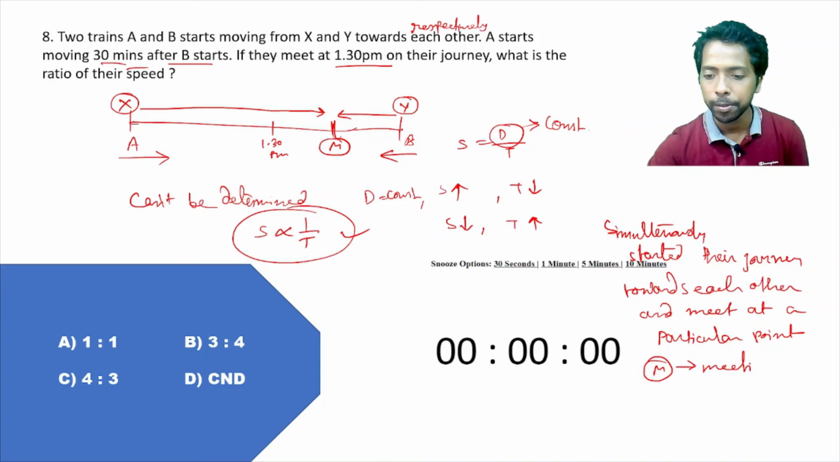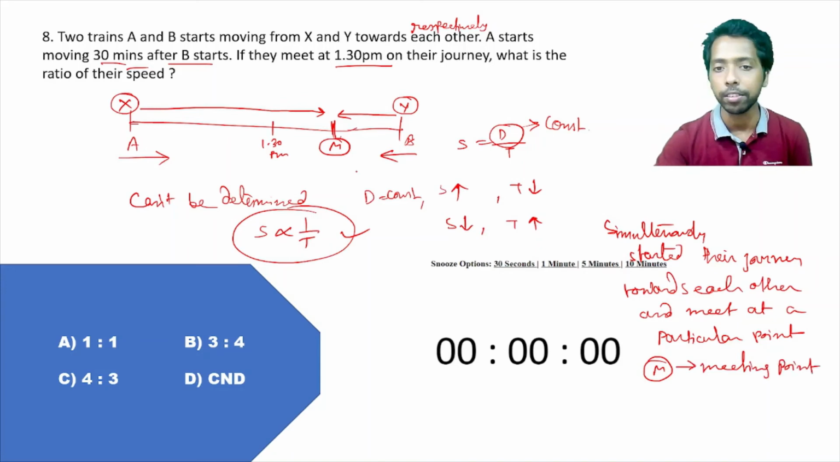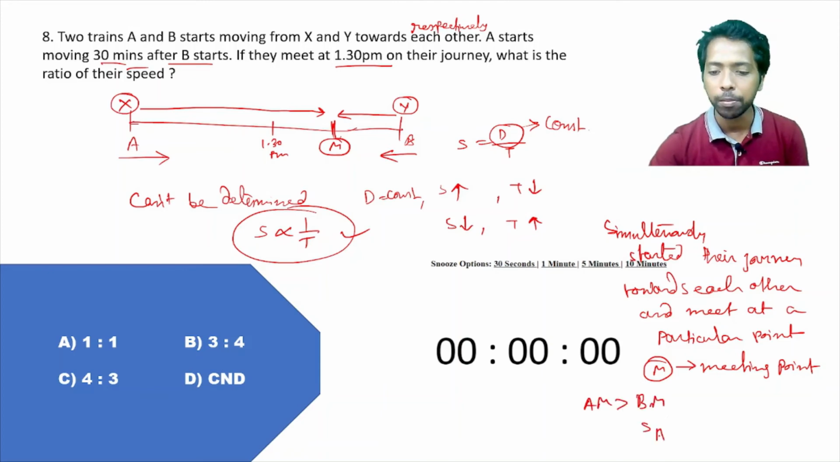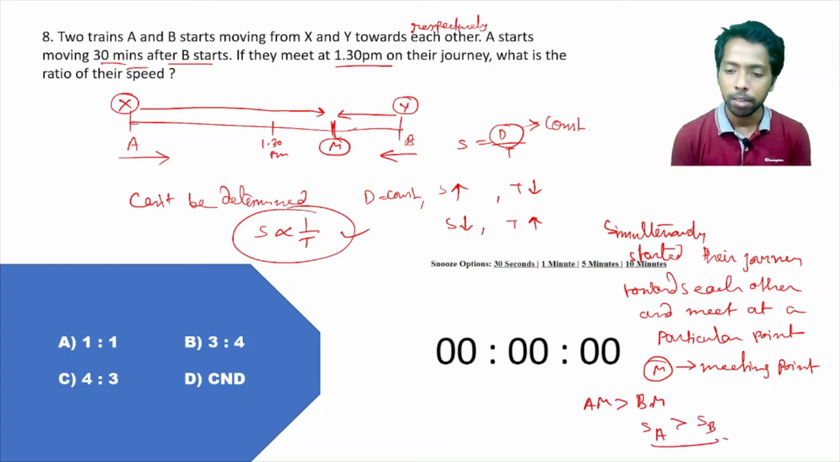But still we cannot find out the ratio then as well, because the initial time, the meeting time, nothing is given here. Only we can say that if this is the meeting point, just it's given that the meeting point is M, and the distance AM is greater than BM, then we can easily say that the speed of A is greater than speed of B. That's it. We cannot conclude anything else apart from this.